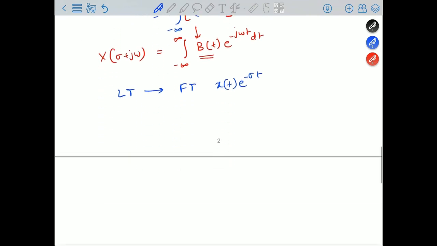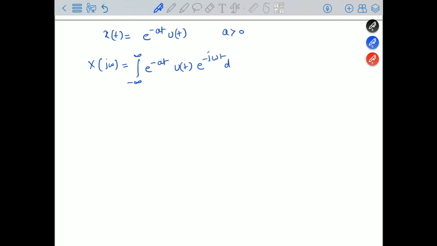Now we'll see an example to understand the Laplace transform better. For the example case, we take x(t) equal to e raised to the power minus at u(t), and we try to calculate the Fourier transform of this signal. We start with our Fourier transform representation, which we have already discussed. Here a is greater than 0 for the convergence of the Fourier transform. So X(j omega) will be the integral from minus infinity to infinity of e raised to the power minus at u(t) e raised to the power minus j omega t dt. Because of the u(t) factor, the limits change to 0 to infinity of e raised to the power minus at multiplied with e raised to the power minus j omega t dt.